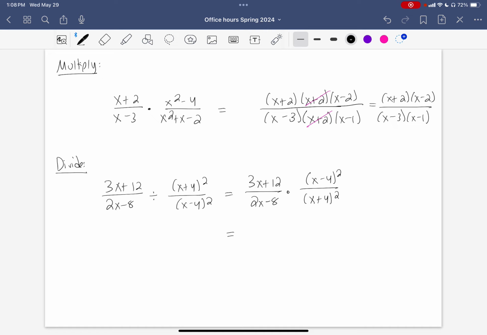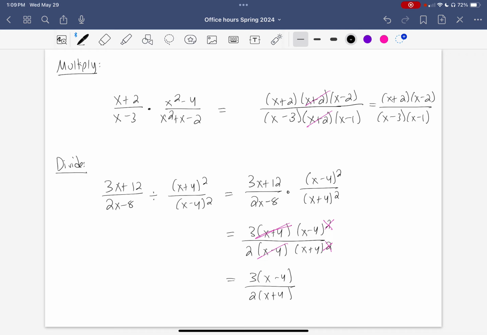All right, the first fraction, I can pull out a 3 on top and a 2 on bottom. And then I see what I can cancel. I can cancel an x plus 4 from top and one of them from bottom, an x minus 4 from bottom and one of them from top. So what I'm left with is 3 times x minus 4 over 2 times x plus 4.